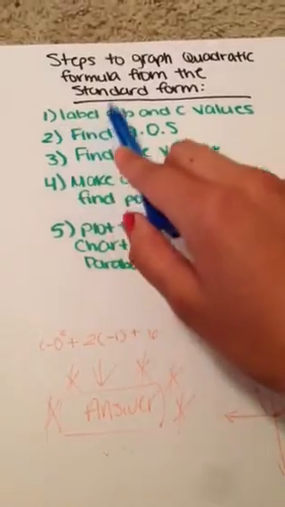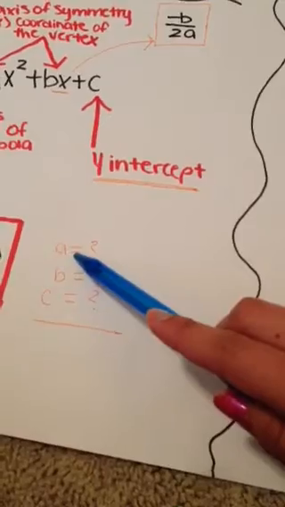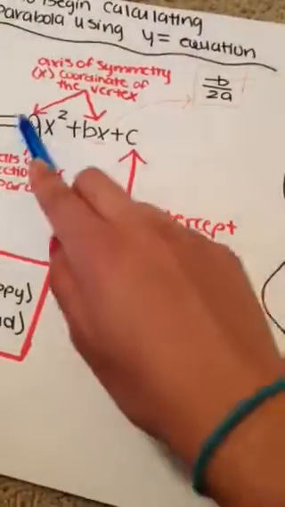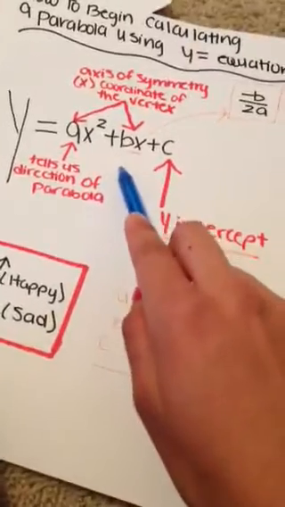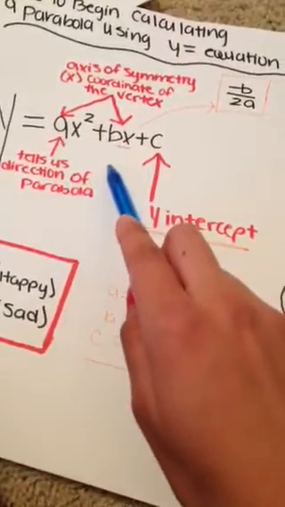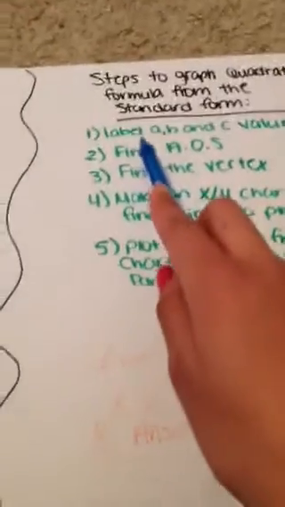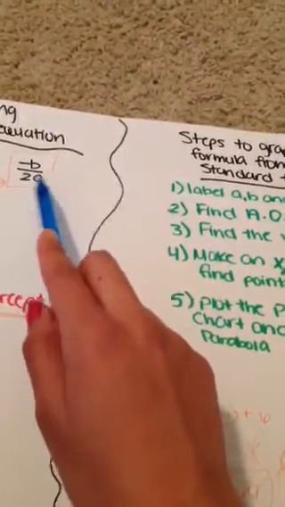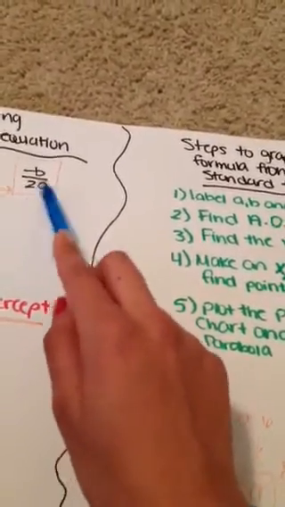Here we go to this next slide. Step 1, label a, b, and c values, which is what I have over here. Your a equals, your b equals, and your c equals, and you will get that from this equation right here, which we will find out later on in the next examples. Step 2, find your axis of symmetry using, again, this formula, negative b over 2a. And that is how you find your AOS, axis of symmetry.